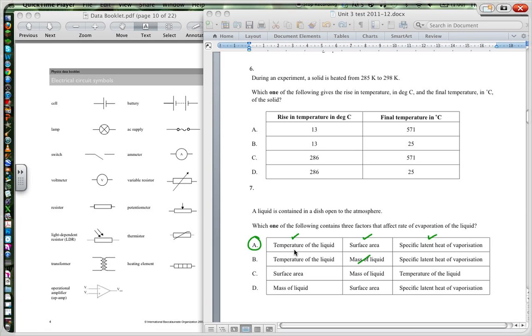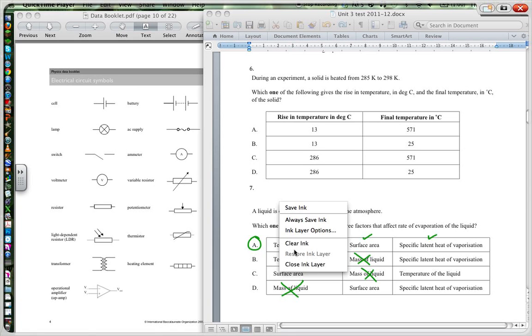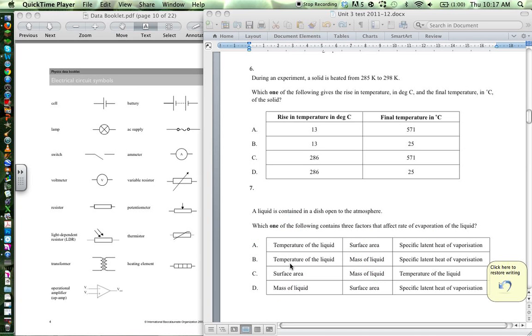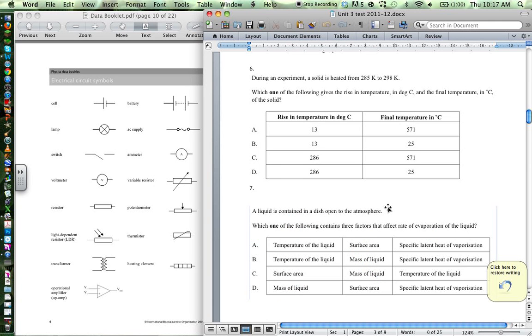These are wrong because the mass of your liquid doesn't affect it at all. So mass of the liquid here, these are knocking those all out there. Okay, good. Let's go on to question 8.